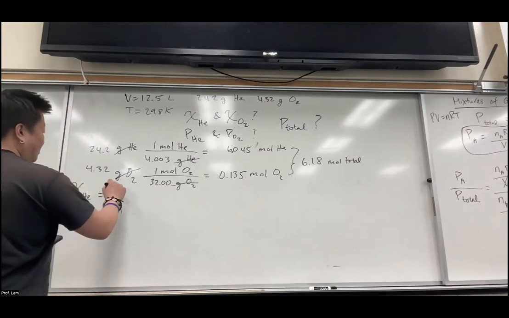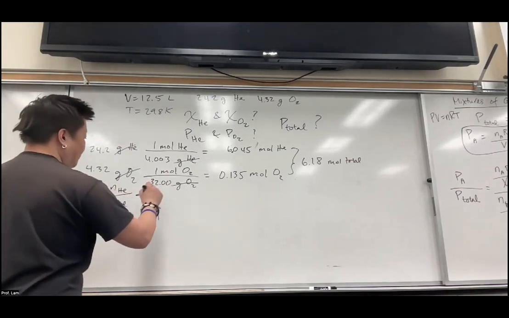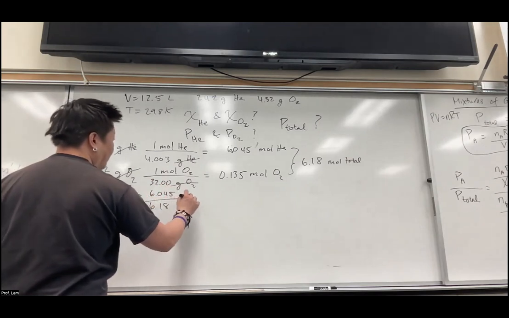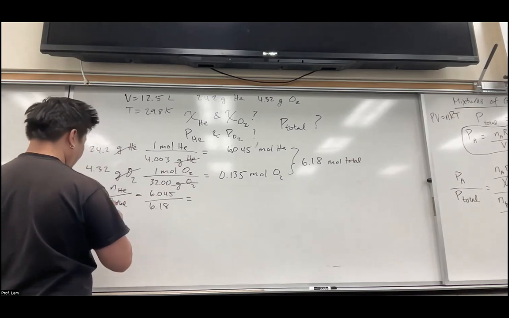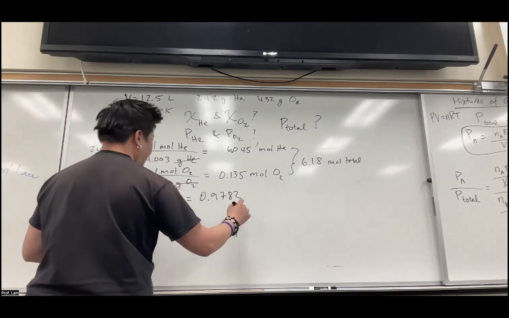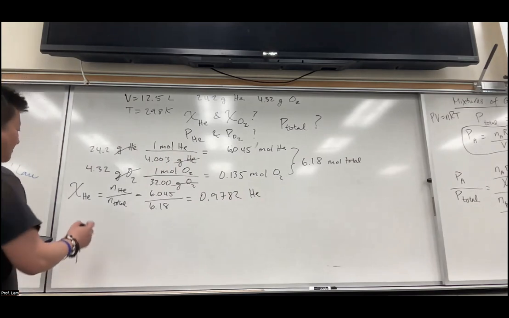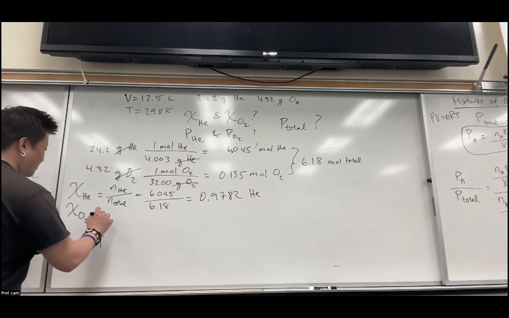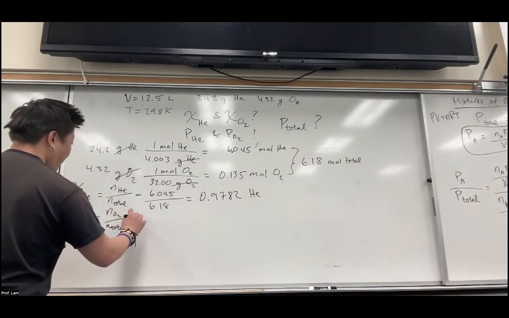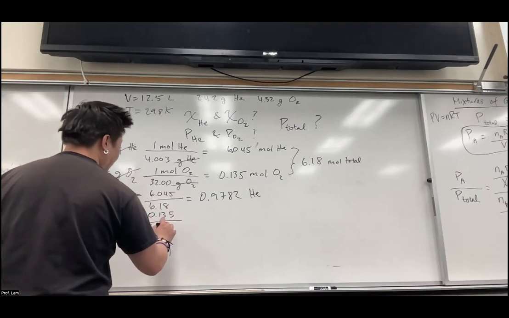Chi of helium is moles of helium over moles total. So moles of helium is 6.045 divided by 6.18. 0.9782. Okay. Helium, right? That's the mole fraction. And I can also do it for O2. So moles of O2 over moles total is 0.135 over 6.18. Right?